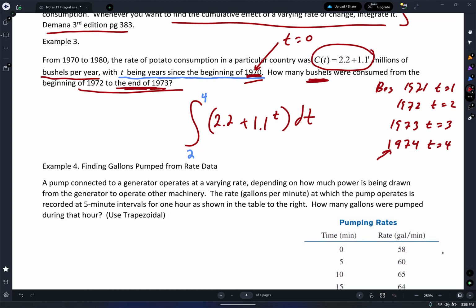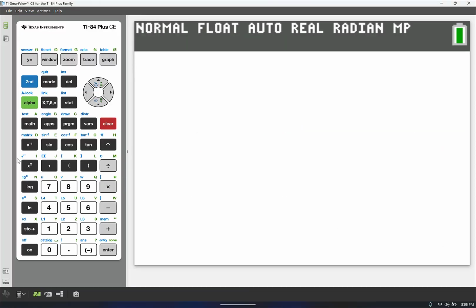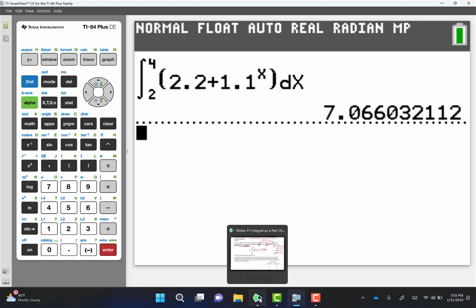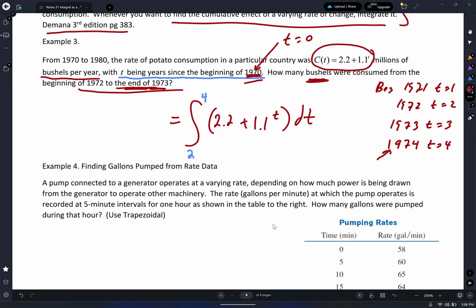Okay, so there it is. We just use our calculators. So I take my calculator and I go math 9 2 to 4. And I put 2.2 plus 1.1 raised to the power x, and then I put an x. And I got 7.066 millions of bushels.